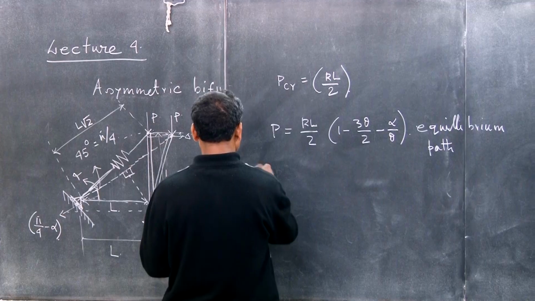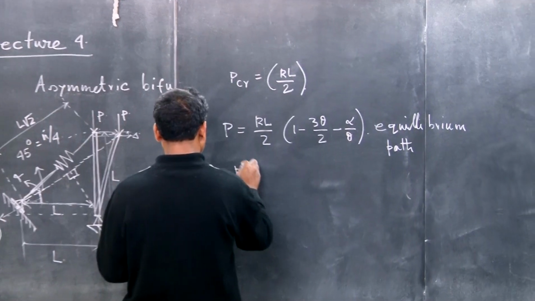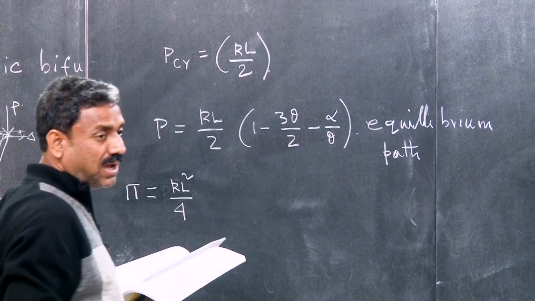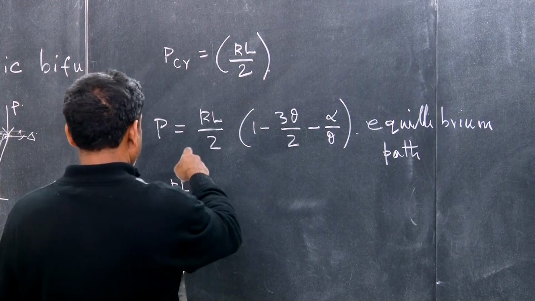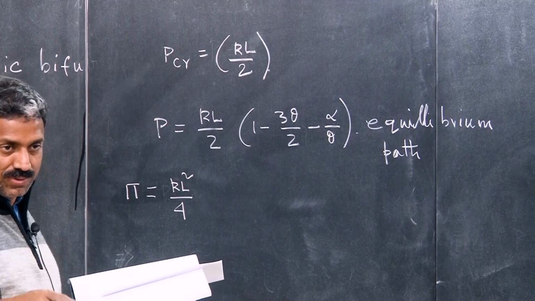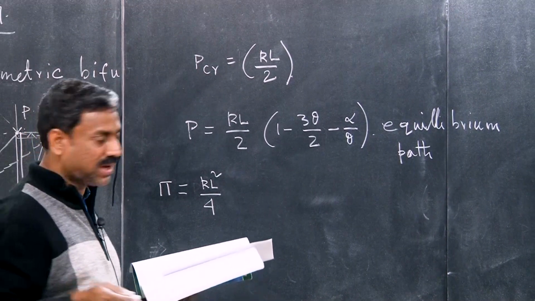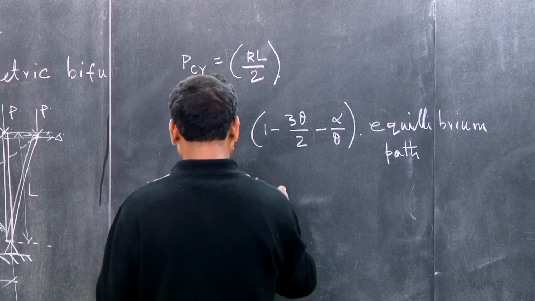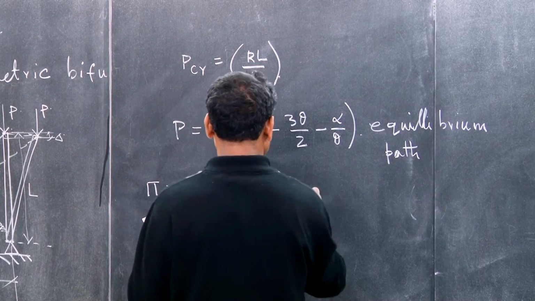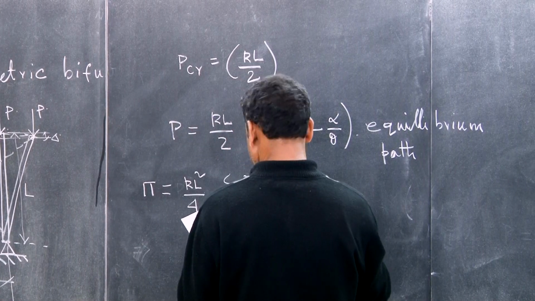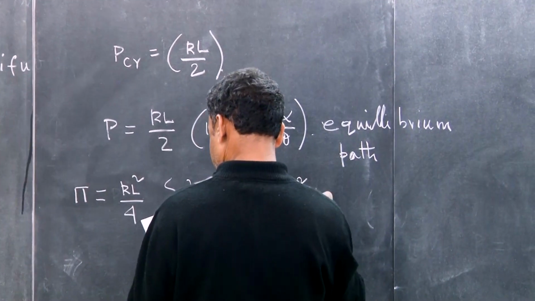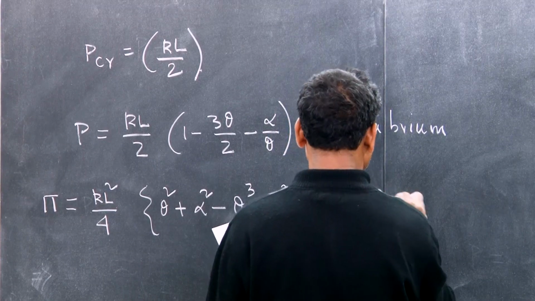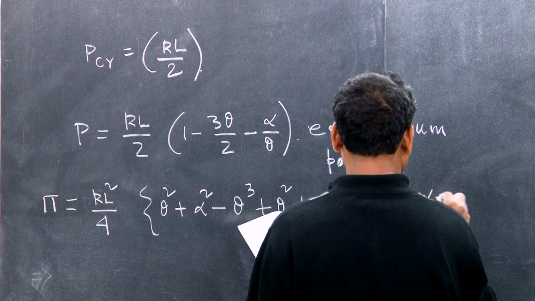The potential energy expression pi will be KL square by 4. In fact, we have neglected some higher order terms here, because it is in terms of P, but if you take the potential energy, then it will be square. So, I will write it with reasonable approximation. All these terms are not required, but I am writing them for your understanding.